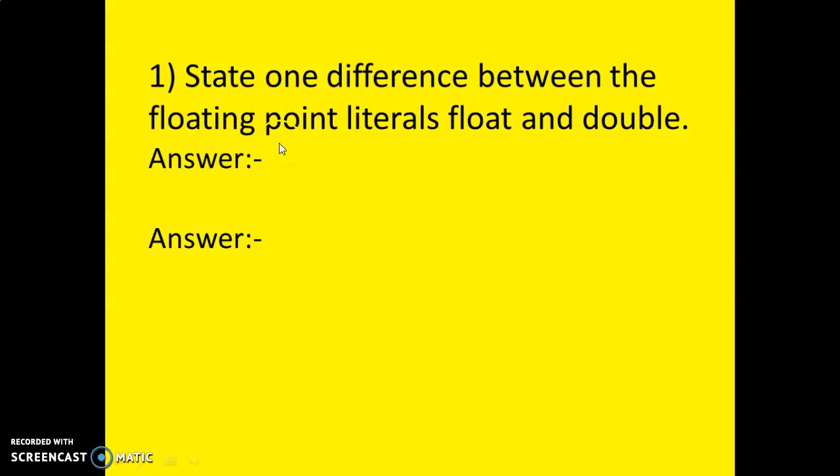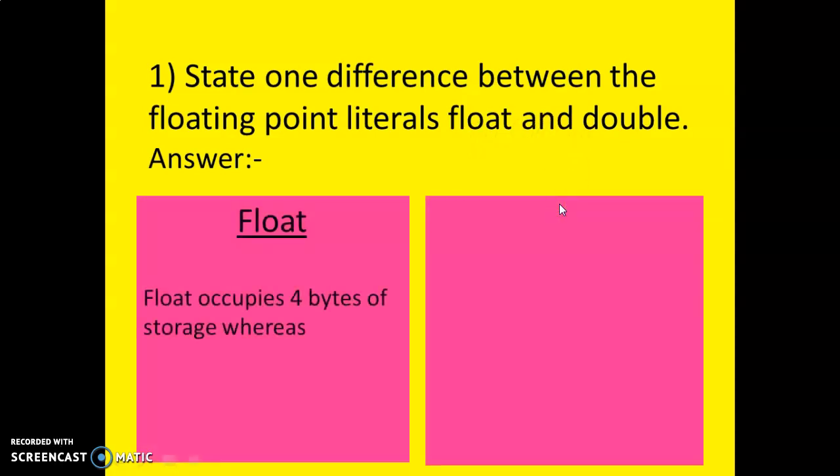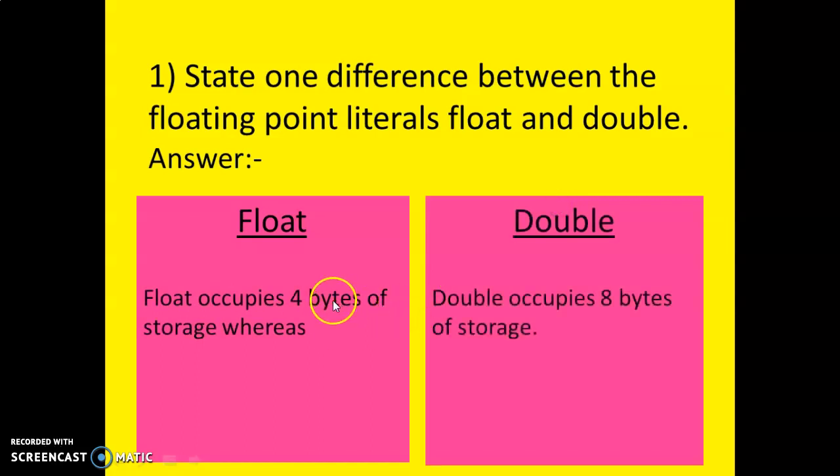The first difference is between float and double. Both are floating point literals. Floating point literals means fractions. When we use a fractional value, suppose 2.5 or 3.6, then we go for float or double. Both are used for fractional values. But what is the difference between the two? You just write down one difference: float occupies 4 bytes and double occupies 8 bytes. That much is enough for you.